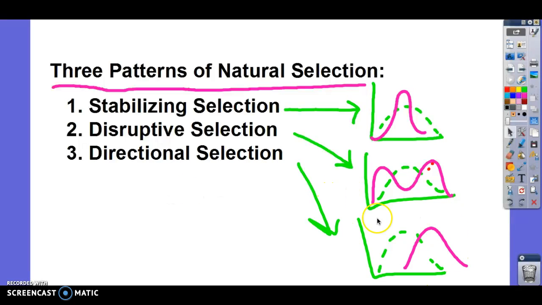We should get directional selection here, okay? Because only the large ones. It can't be disruptive because it doesn't say small and large. It can't be stabilizing because it doesn't say the medium survive. So we're going to write directional selection. And again, we're going to draw this bump to the right of the normal bell curve.